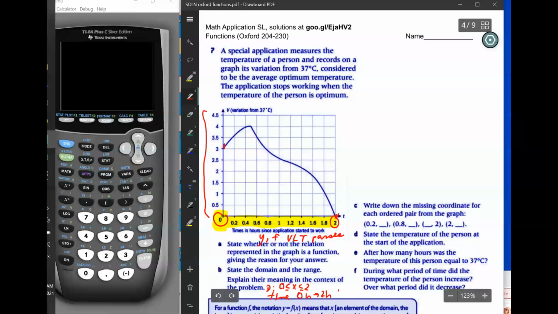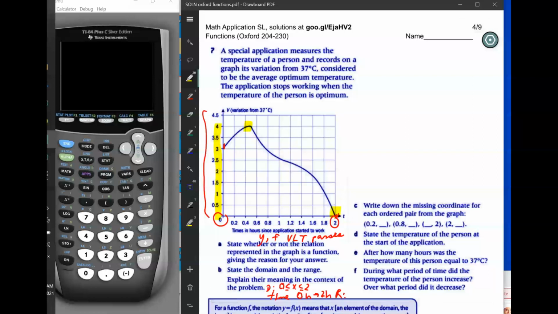Okay, and then what about the range? So the range would be the valid y values. So let's take a look at the valid y values. The valid y values range from 0 to 4.5. Oh, wait a second, it doesn't go up to 4.5, does it? This is tricky when they provide more y values than actually are present on the graph. If you look at the graph, there is a value as low as 0, and there is a value as high as 4, but there is no value as high as 4.5.